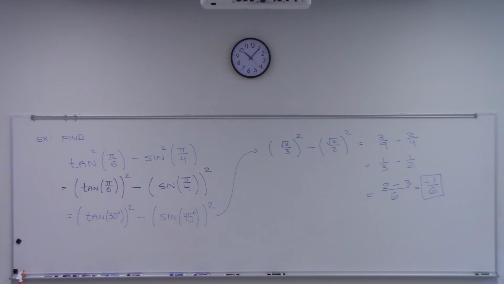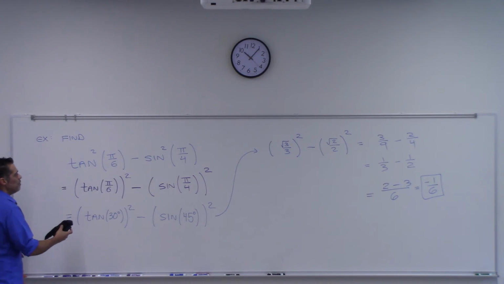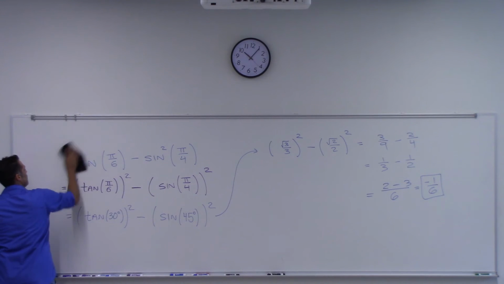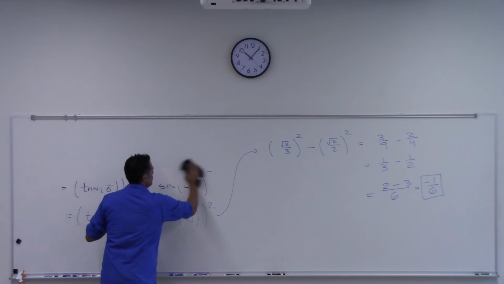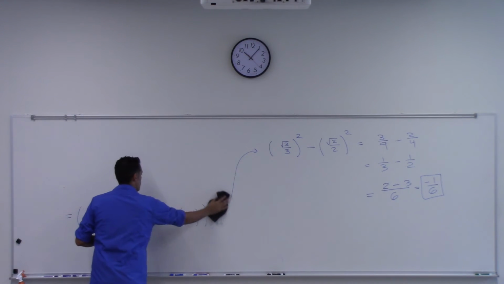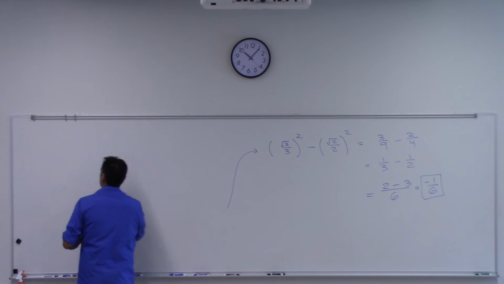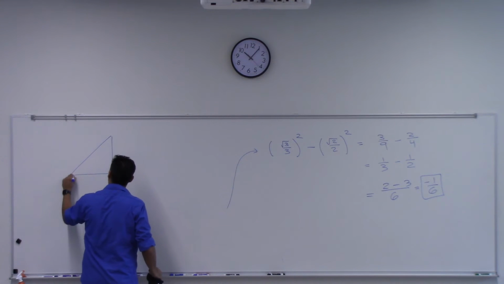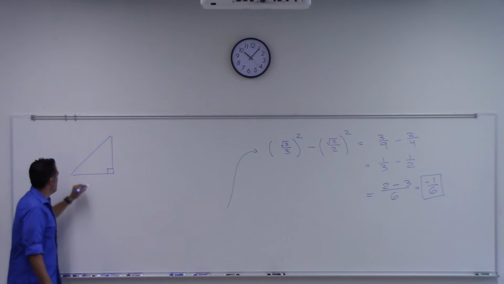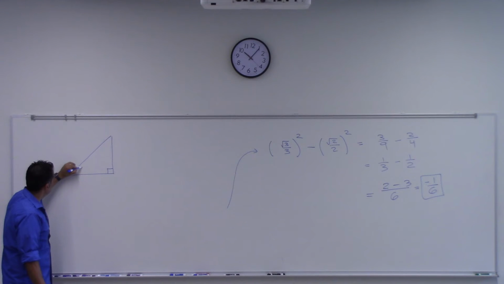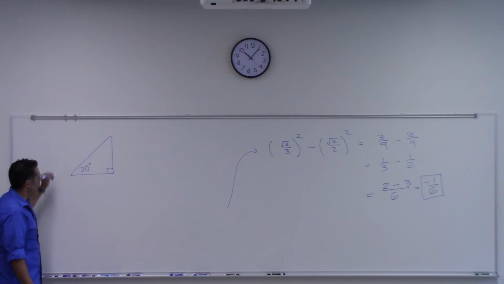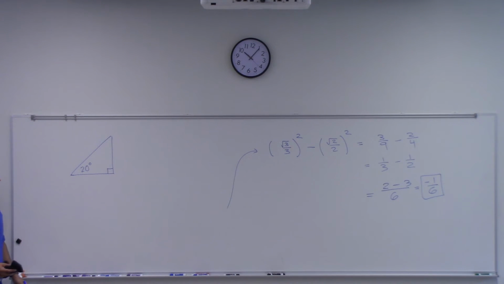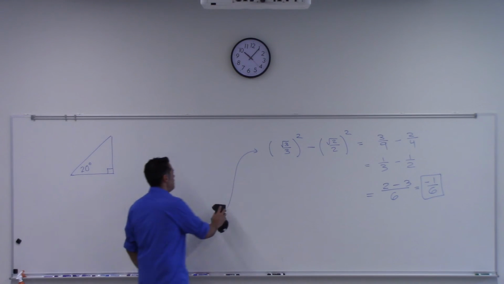Okay, we're about halfway through. Let's move on to the next topic. What if you have this? What if I draw you a right triangle, but I give you that this angle here is 20 degrees, right? And now I ask you to find all 6 trig function values.